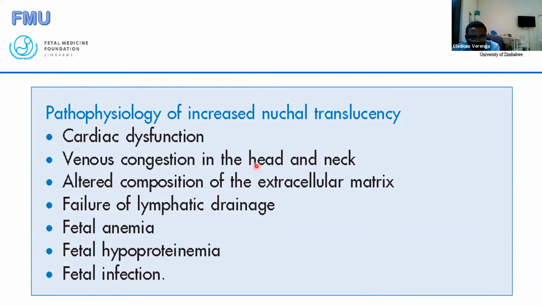Cardiac dysfunction can cause it, venous congestion in the head and neck can cause it, altered composition of the extracellular matrix can cause it, and also failure of the lymphatic drainage, fetal anemia, hypoproteinemia and fetal infection can cause it. So all these causes need to be assessed in a baby who has an abnormal nuchal translucency, where you have done the screening for Down syndrome and the diagnostic test, and the test comes back as normal.